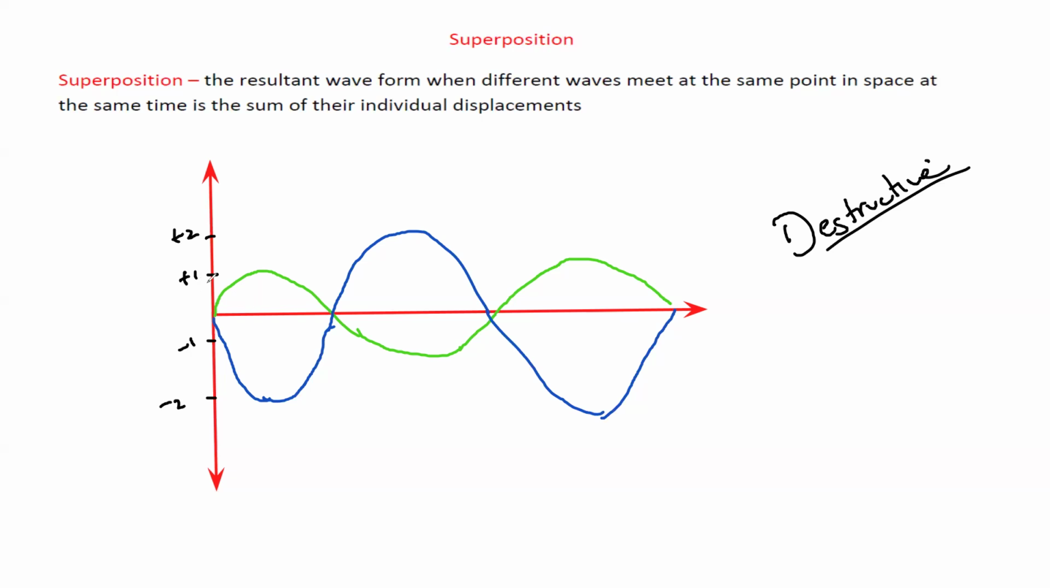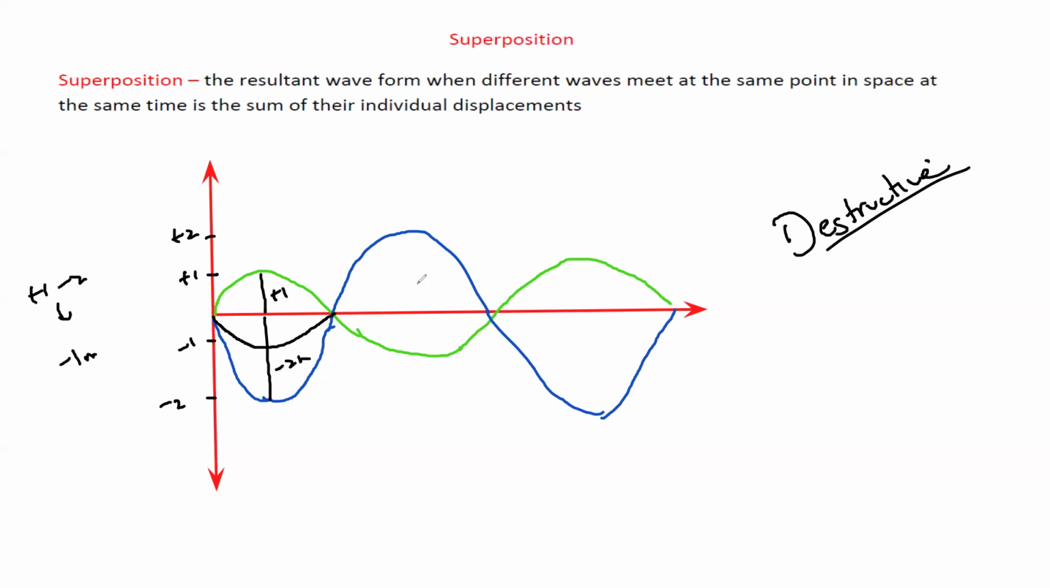Now, we want a resultant. So here this is +1, and here this is -2. What will be the result of +1 and -2? The result of +1 and -2 will be -1. So the resultant wave will be -1, meaning on the negative axis.